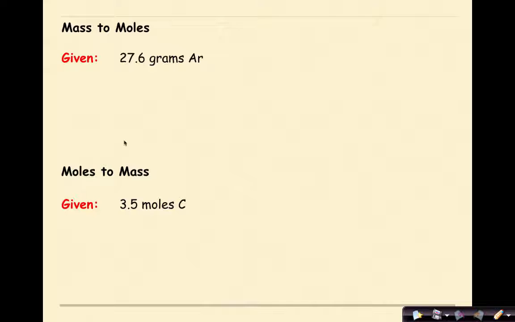Let's look at some examples. Given 27.6 grams of argon. So the first thing I'm going to do is rewrite my given. So 27.6 grams of argon. I want to convert this into moles. So I'm going to put a multiplication sign and a line. Grams of argon will go at the top, and I know that we are converting to moles, and 1 mole of any element is equal to its atomic mass, and the atomic mass for argon is approximately 40 grams. And then I'm going to make sure that grams of argon cancel grams of argon.